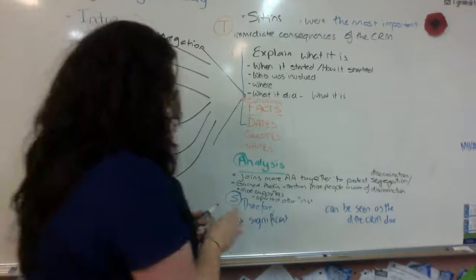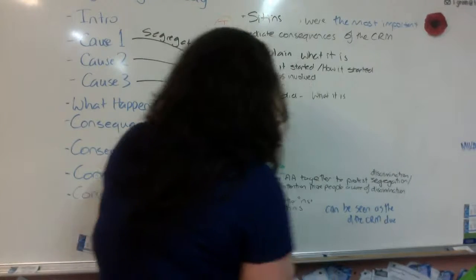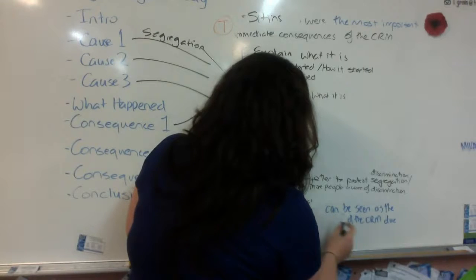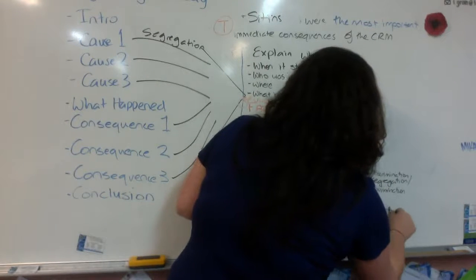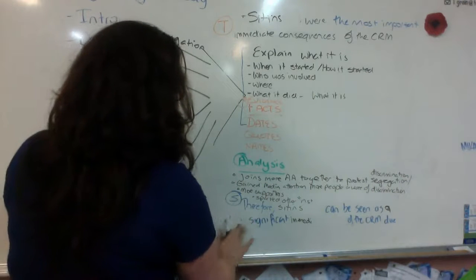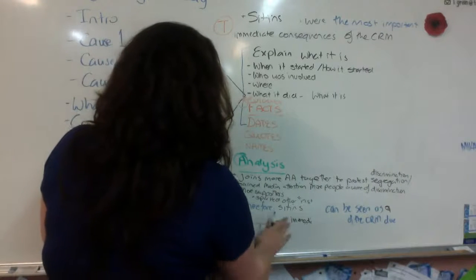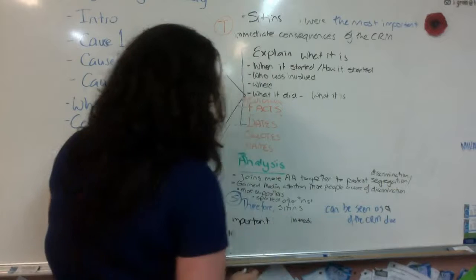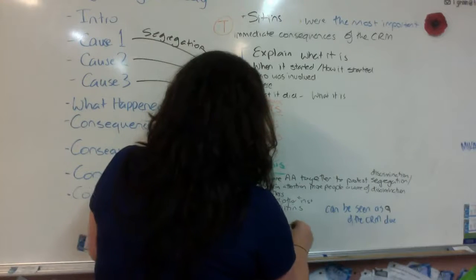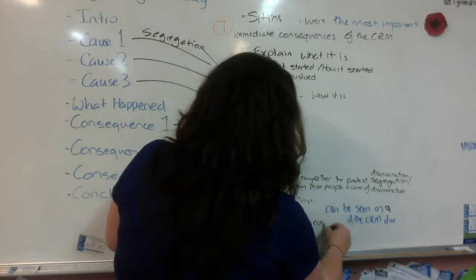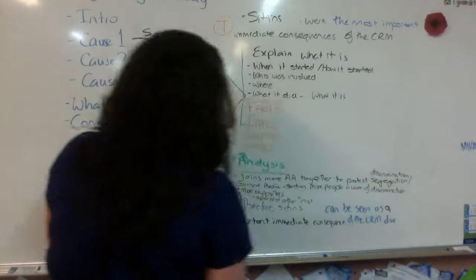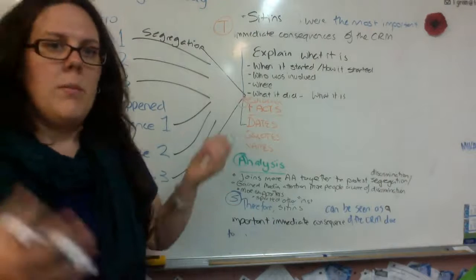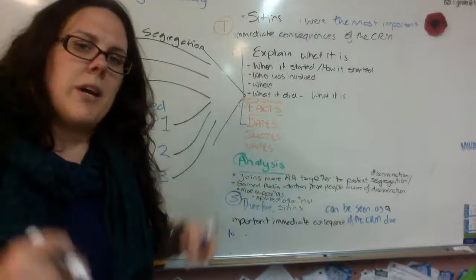So, therefore, sit-ins can be seen as the most significant, or as a, and I could change most significant, I could change it to important, as an important immediate consequence of the civil rights movement due to, and then I just summarize what I've talked about. What happened to them, the way that it was publicized, the way that people reacted, all those kind of things.